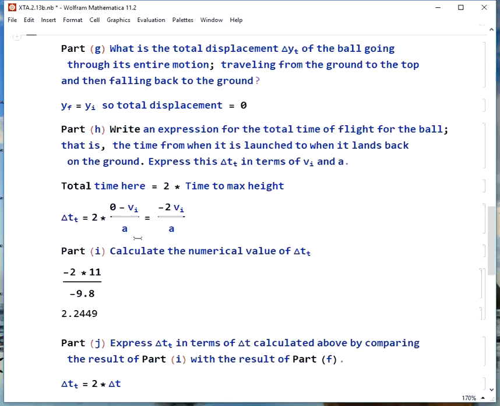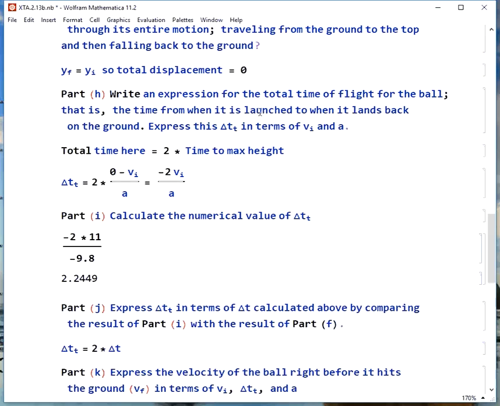What's the total displacement, delta yt, of the ball going through its entire motion from the ground to the top and then back to the ground? If it returns to its starting point, total displacement is always 0. Write an expression for the total time of flight for the ball from when it's launched to when it's back on the ground in terms of delta t total, Vi, and a.